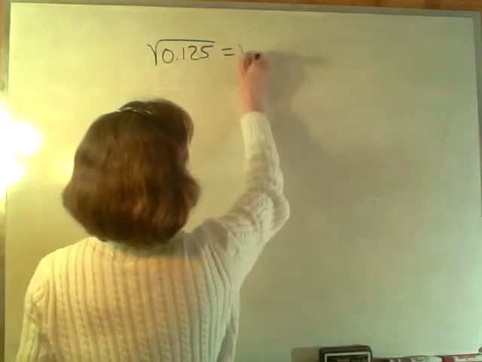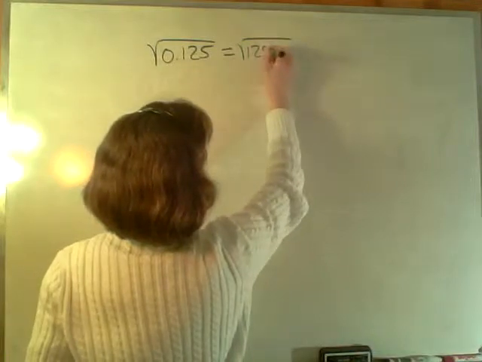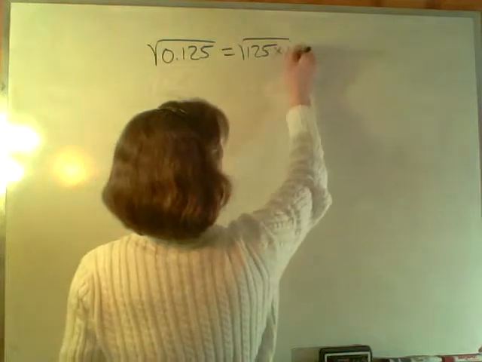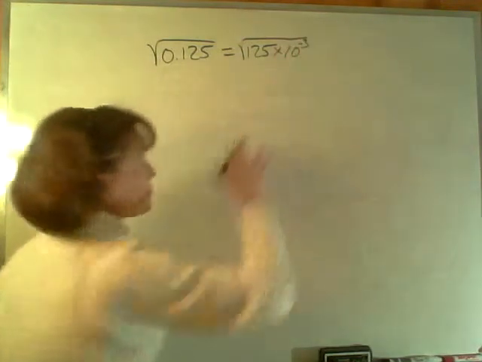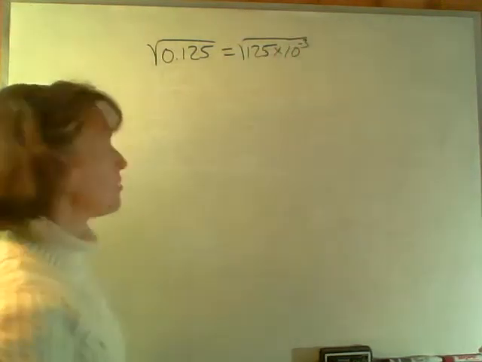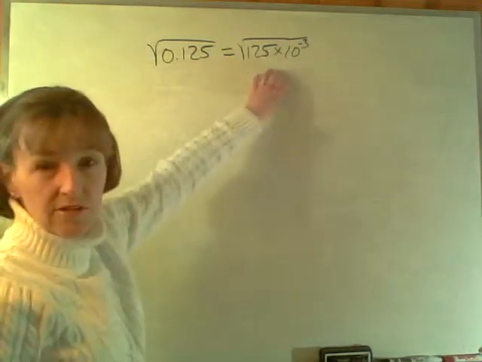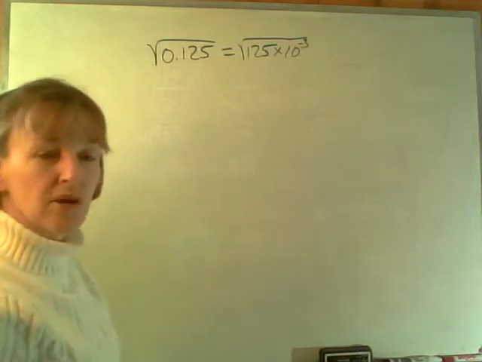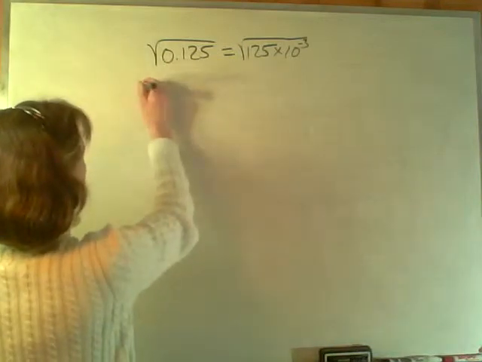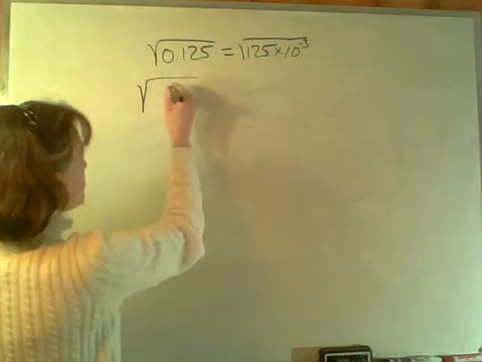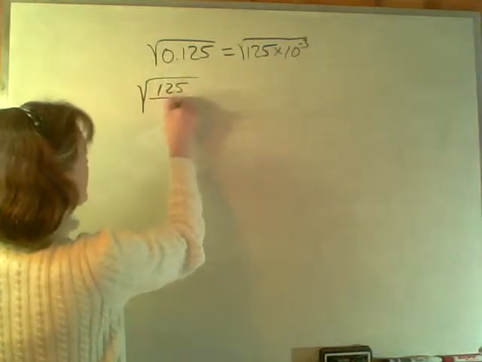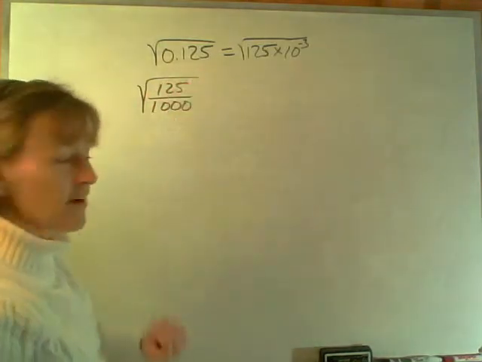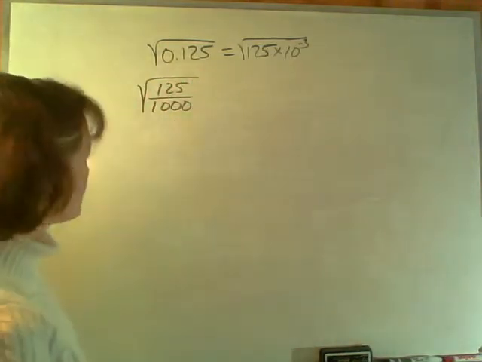One of the ways that we can take this square root is by writing the 0.125 as 125 times 10 to the negative 3. Now this is one way we can rewrite this number to take the square root. I'm not going to go this route this time because there are other ways that are better. So I can write the square root of 0.125 as 125 over 1,000, because that's really what it is. It's 125 thousandths. So it is a fraction.